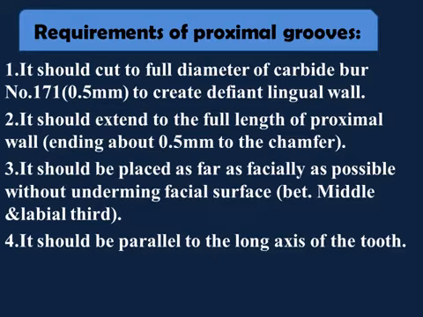And the requirements of the proximal groove: it should cut to the full diameter of carbide burr number 171 to create a definite lingual wall. Second, it should extend to the full length of the proximal wall but end about 0.5 millimeter from the chamfer finishing line. It should be placed as far facially as possible without undermining the facial surface, between the middle and labial third. Finally, it should be parallel to the long axis of the tooth.